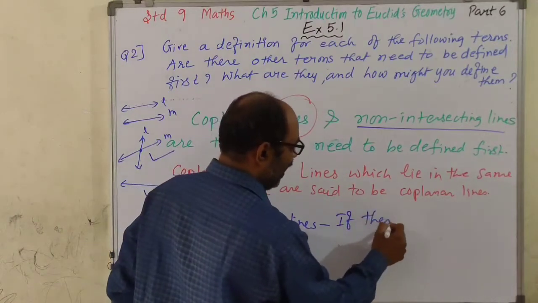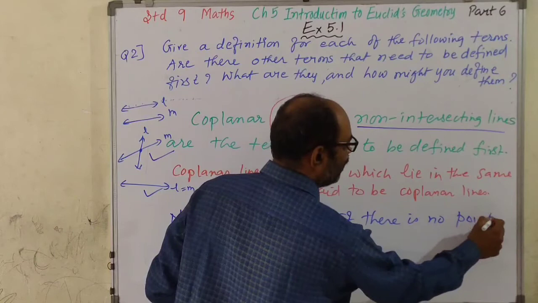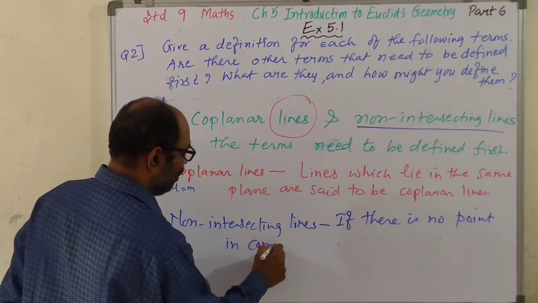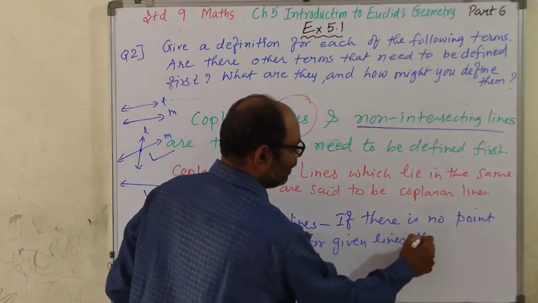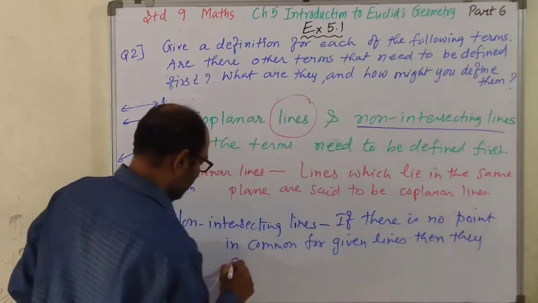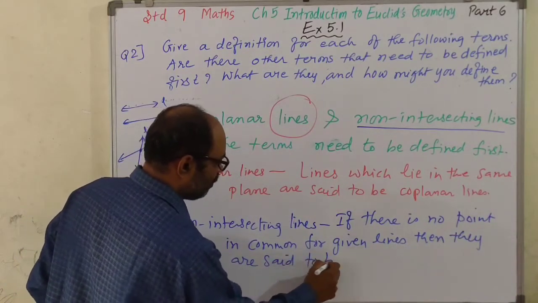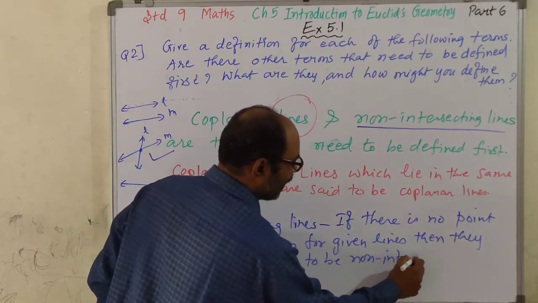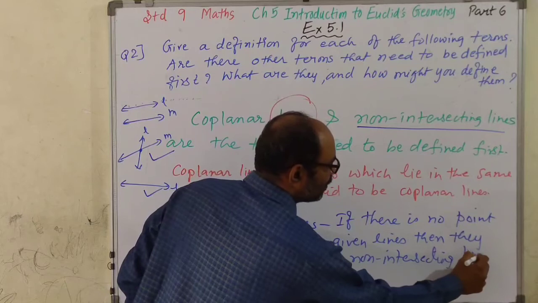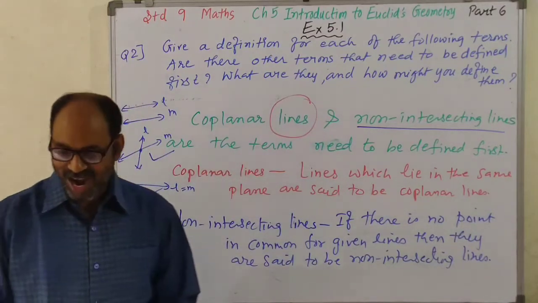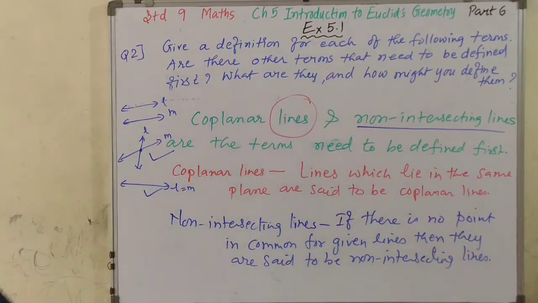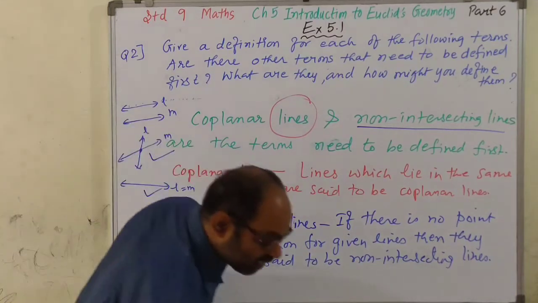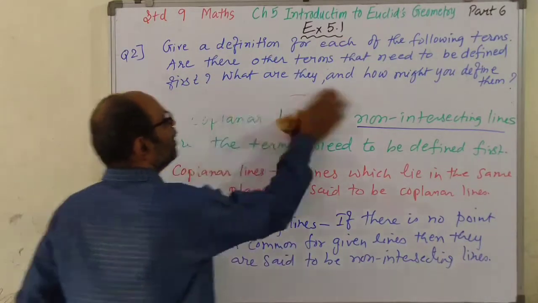If there is no point in common for given lines, then they are said to be non-intersecting lines. Clear to you? Sure? Understood? All right. So now we move on to the second definition. Okay. And what is the second one? Let's see.